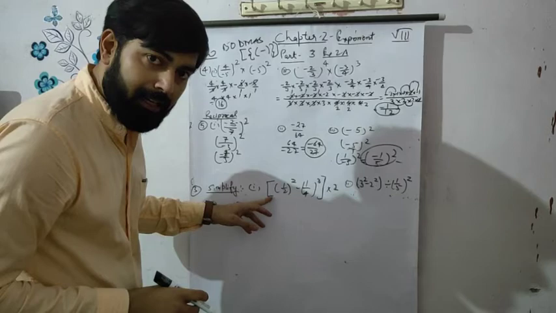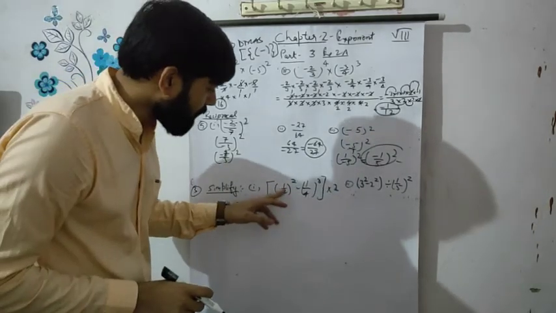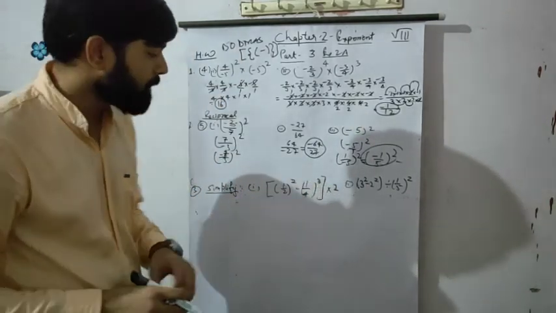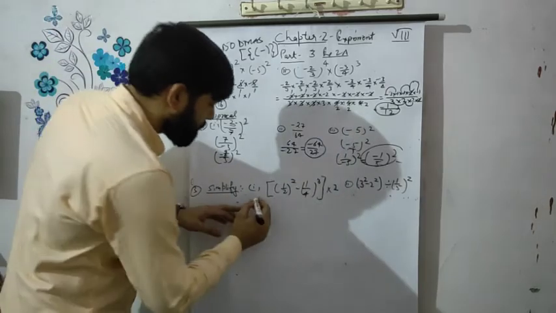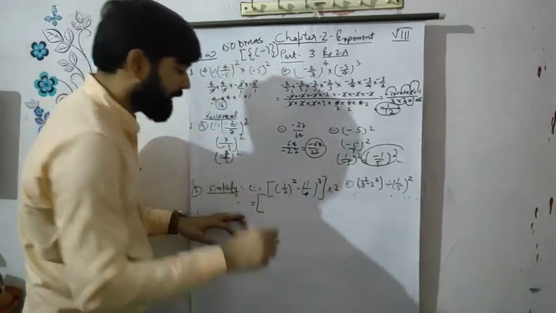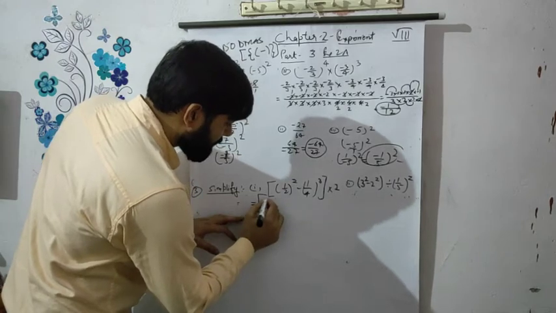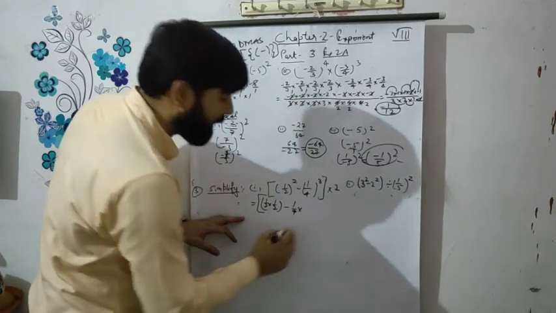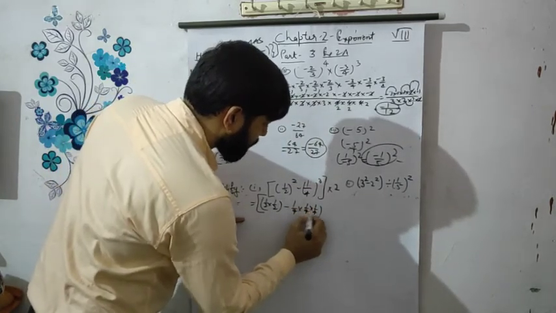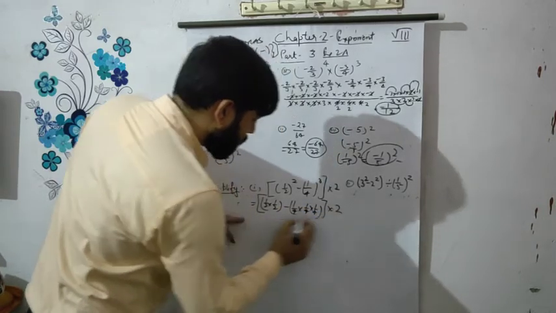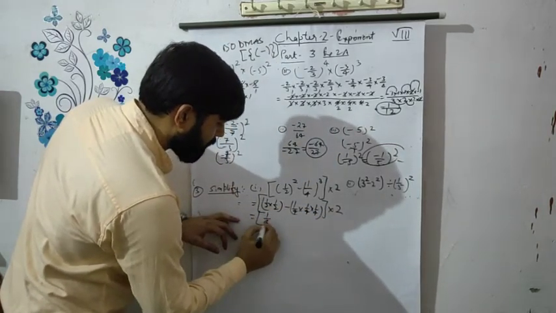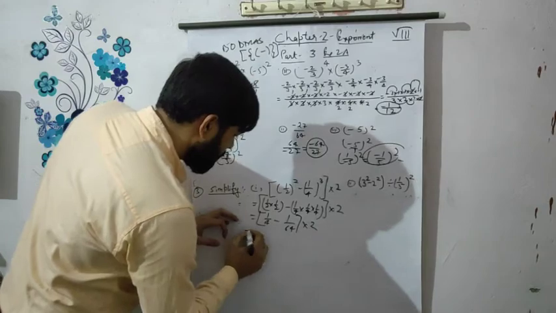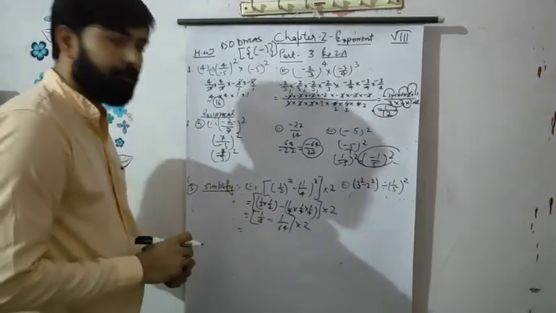Now which brackets are here? Square and small. The small bracket is 1 upon 2 raised to power 2 minus 1 upon 4 raised to power 3, multiplied by 2. So solve according to the BODMAS rule. First open the bracket. Which bracket? The small bracket. 1 upon 2 raised to power 2 means 1 upon 2 multiplied 2 times, minus 1 upon 4 raised to power 3 means 1 upon 4 multiplied 3 times, multiplied by 2. Then 2 fours are 4, and 4 fours are 16, 16 fours are 64. Then multiplied by 2. Then 1 upon 4 minus 1 upon 64.